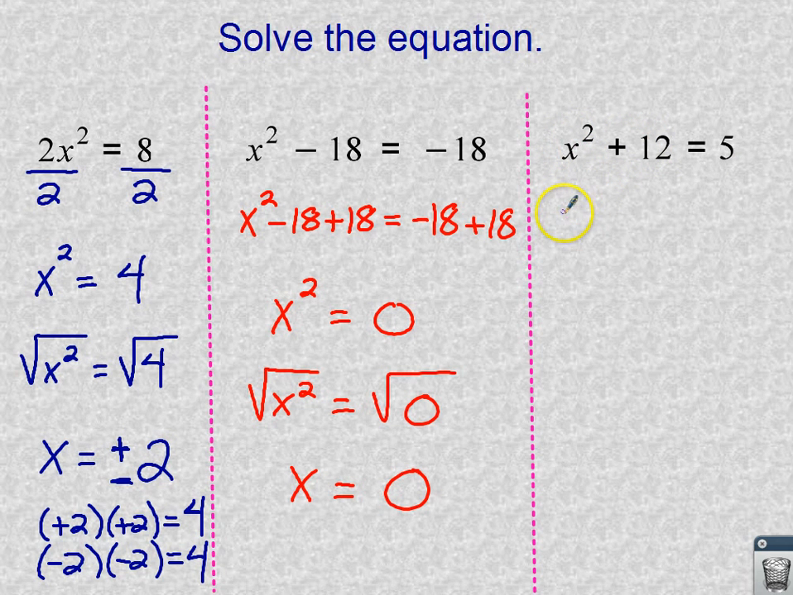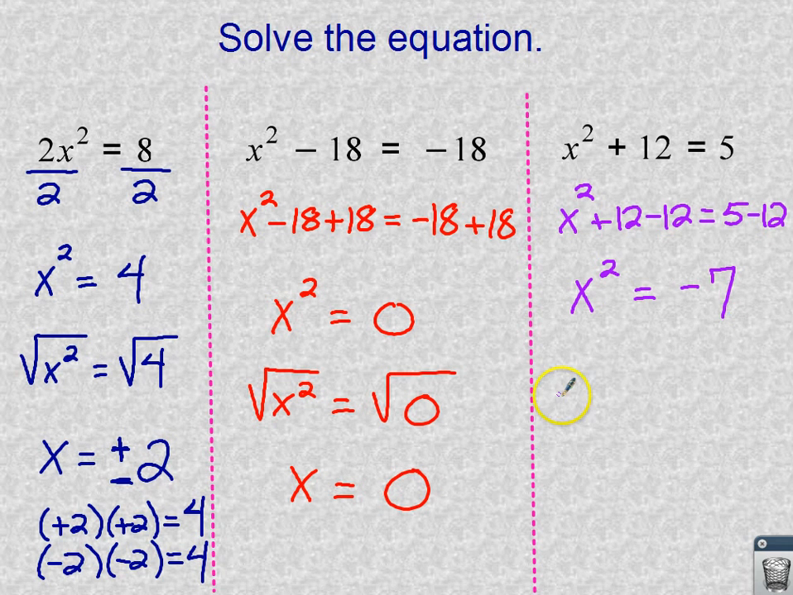Subtract 12 from both sides. So x squared is equal to negative 7. We can stop right here. We don't have any square roots equaling a negative value, so our d cannot be a negative. And in this situation, we have something called no solution.